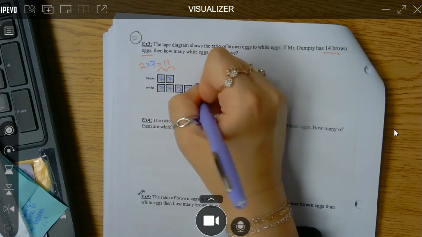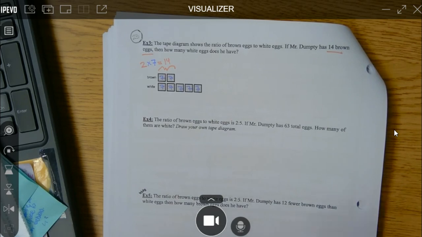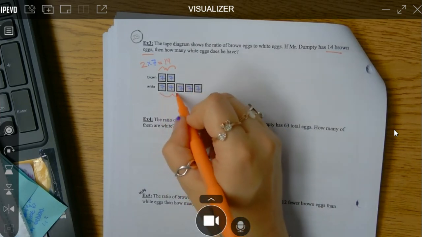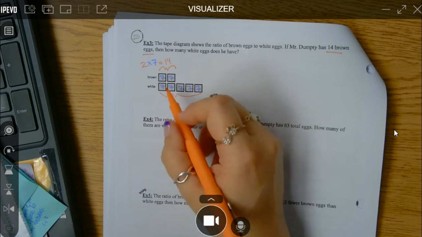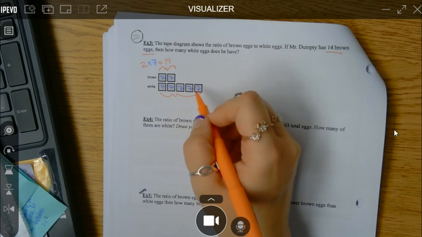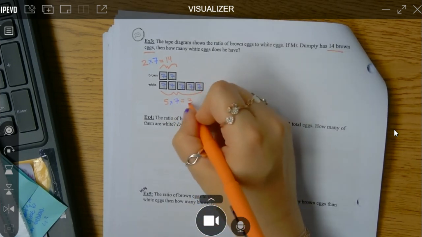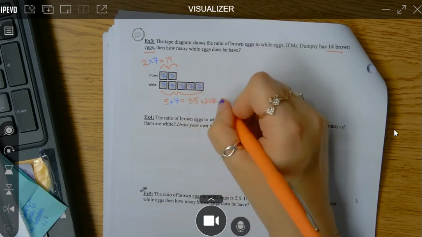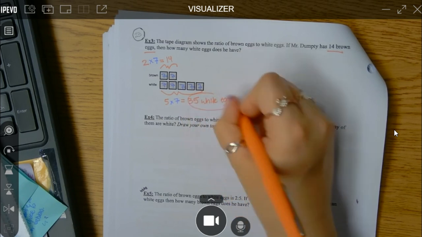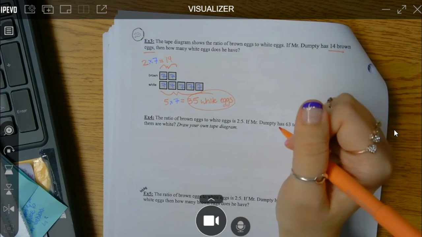Now they're asking you, okay, if you have 14 brown eggs, then how many white eggs do you have? Well, let's figure out the number of white eggs. Okay, so right here, they have how many boxes? 1, 2, 3, 4, 5 boxes. And each box is worth how much? That's right, 7. So then 5 times 7 is 35. So you have 35 white eggs when you have 14 brown eggs, because that ratio is in a 2 to 5 ratio.